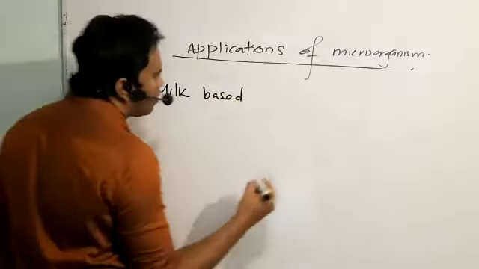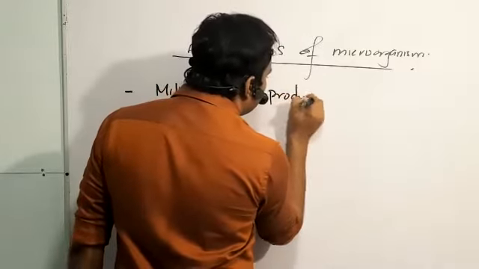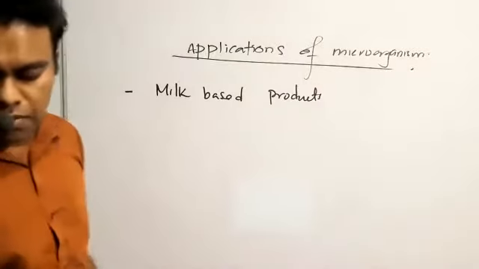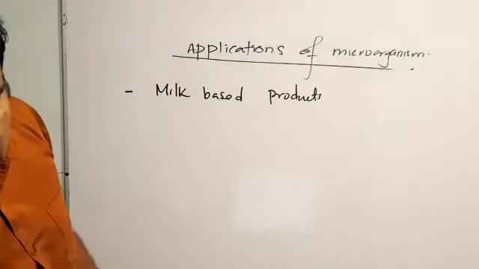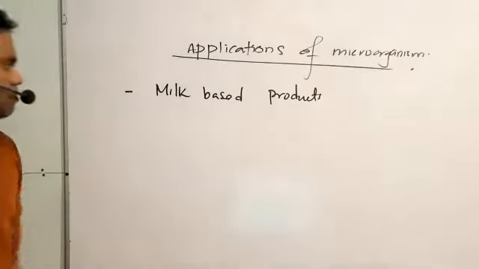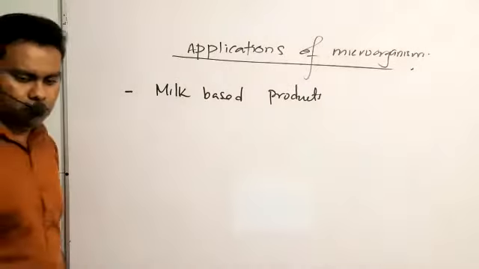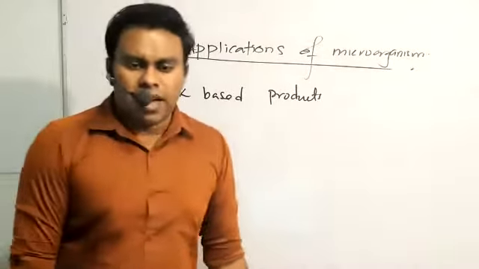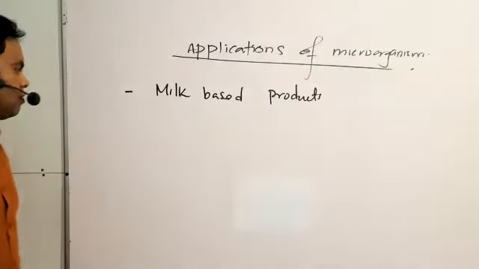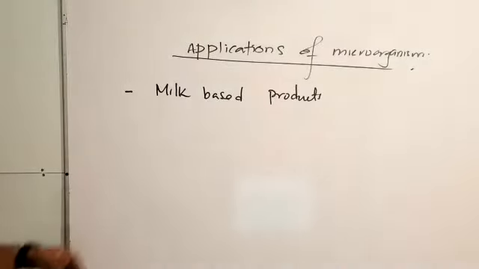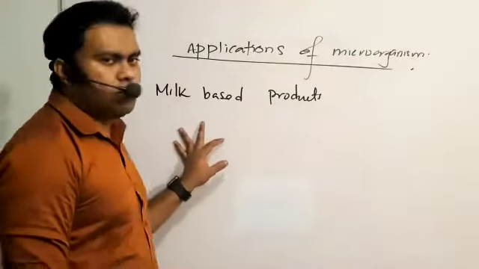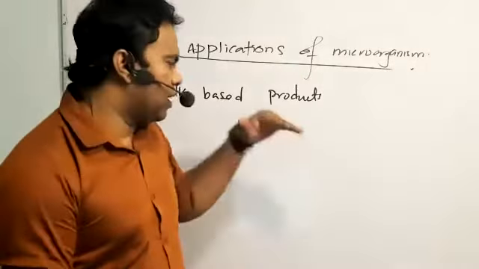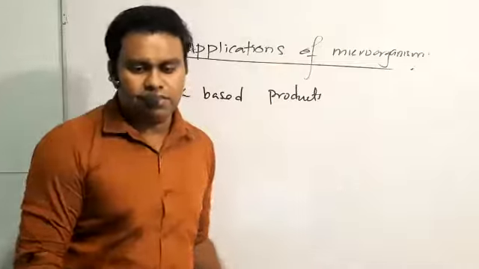Milk-based products. So we call them what? Dairy products. Milk-based products, we call them dairy products. Okay, take down the next application: milk-based products. Under that take down bacteria like Lactobacillus bulgaricus. No matter, you can just say Lactobacillus bulgaricus.